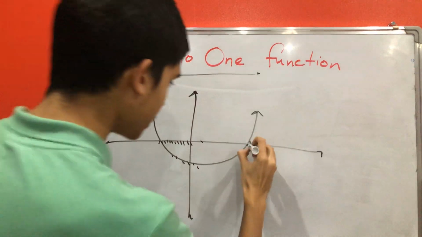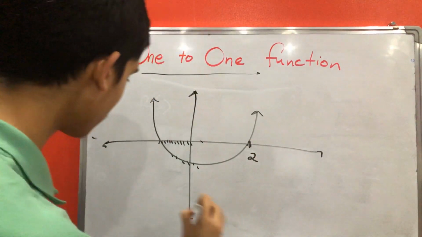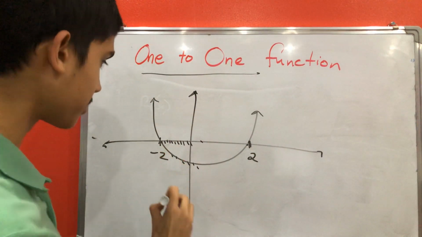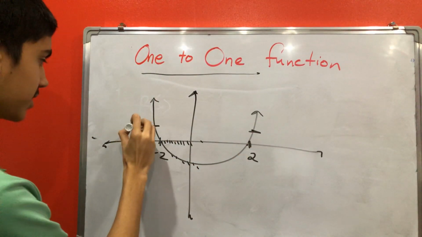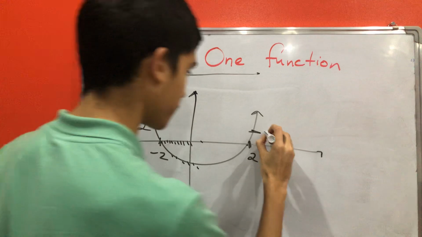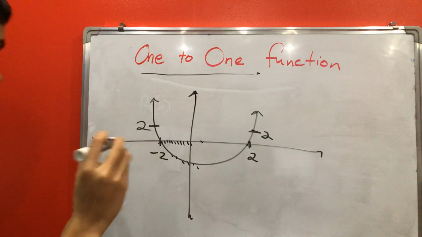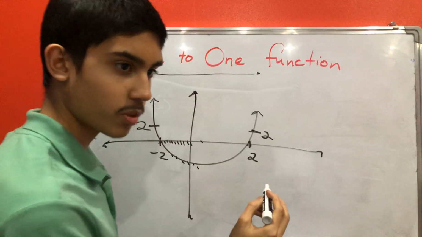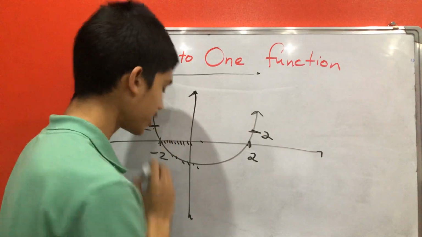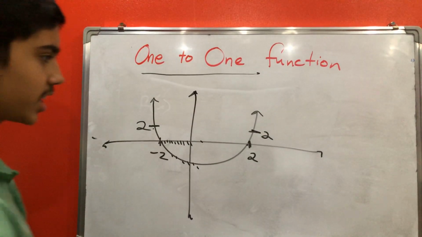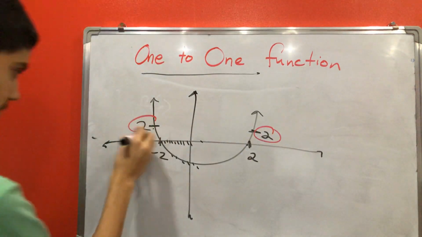But we see that when we are at x equals 2 and x equals negative 2, just about here, they have the same value. It's about 2. Right? So since they have the same value, they don't have multiple values, but they just have the same value. This means that it's not a one-to-one function.